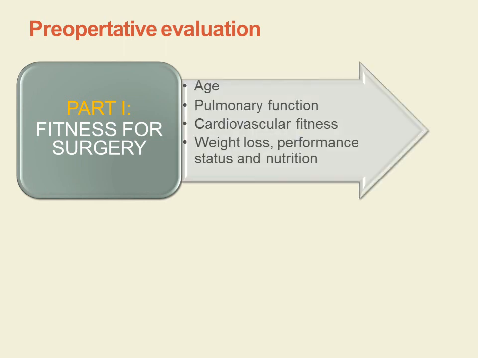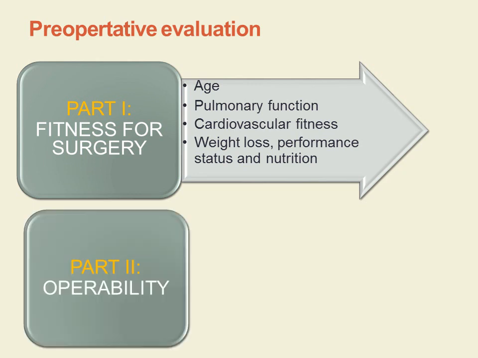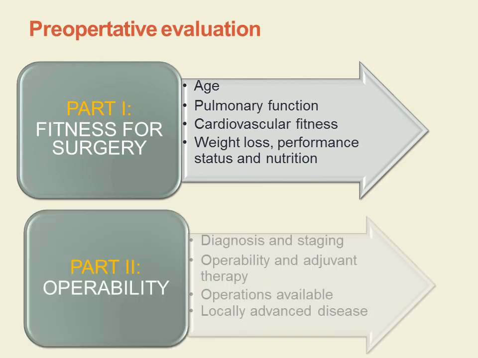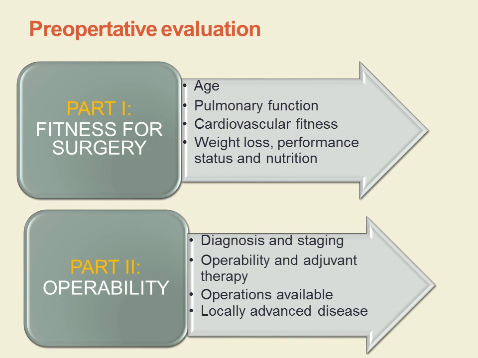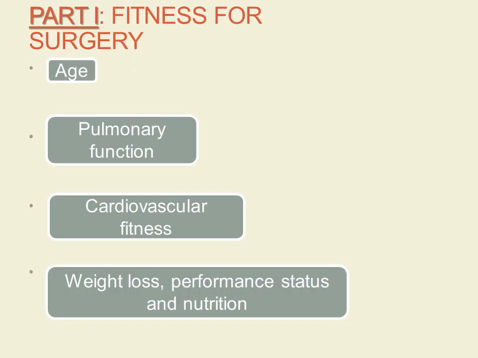So first is fitness for the surgery. We see age, pulmonary function, cardiovascular fitness, weight loss, performance status, and nutrition. Then we assess the operability: the diagnosis and staging, operability and adjuvant therapy, operations available, locally advanced disease. For fitness for the surgery, age, pulmonary function testing, cardiovascular fitness, weight loss, performance status, and nutrition should be evaluated.